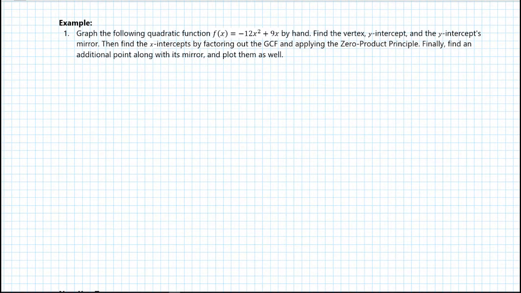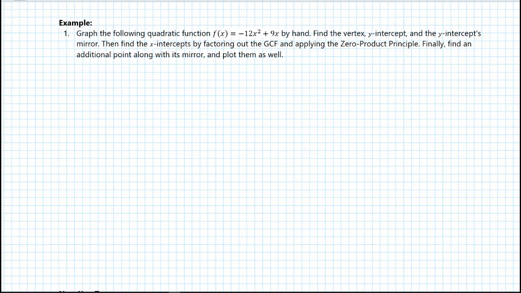All right, let's take a look at this example. It says to graph the following quadratic function, f of x equals negative 12x squared plus 9x by hand, or to find the vertex, the y-intercept, and the y-intercept's mirror. Then we're going to find the x-intercepts by factoring out the GCF and applying the zero product principle. Finally, we're going to find an additional point along with its mirror and plot those points as well.